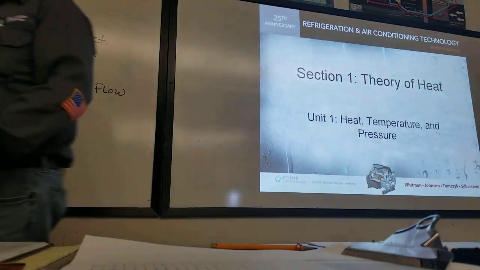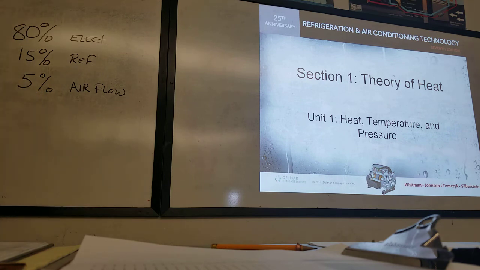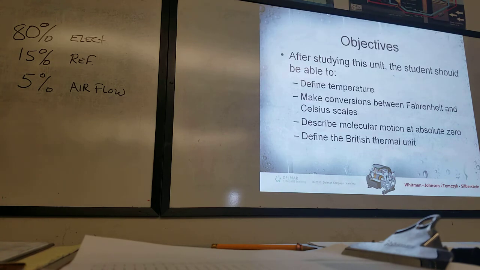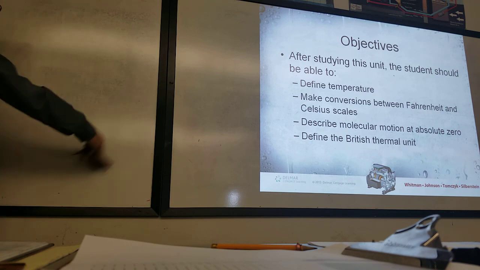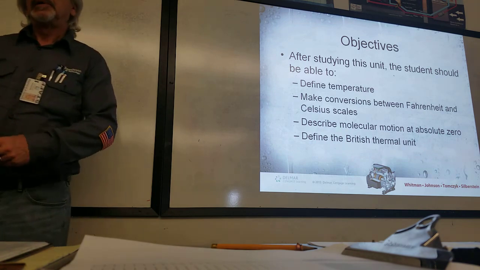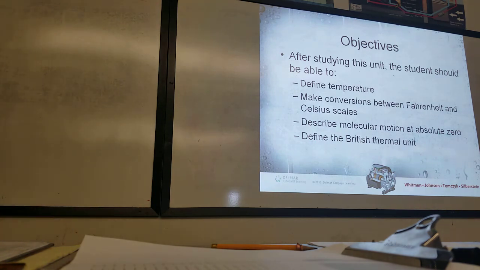Section 1, Theory of Heat, Unit 1, Heat, Temperature, and Pressure. Objectives. After studying this unit, the student should be able to define temperature, make conversions between Fahrenheit and Celsius scales, describe molecular motion at absolute zero, define the British thermal unit.